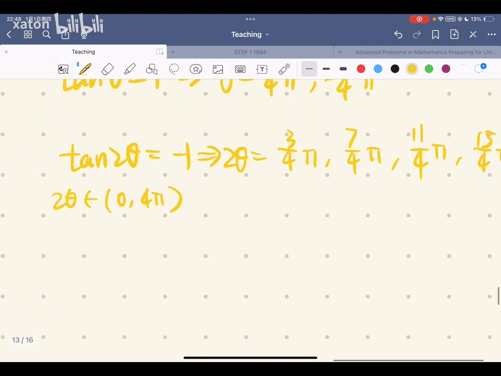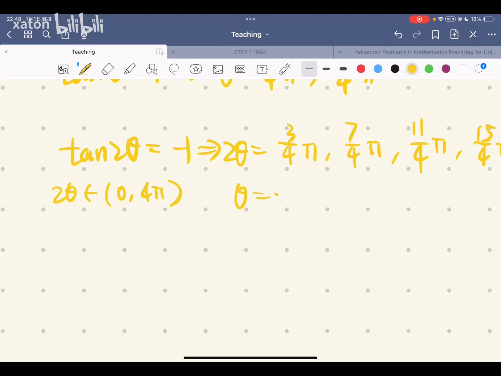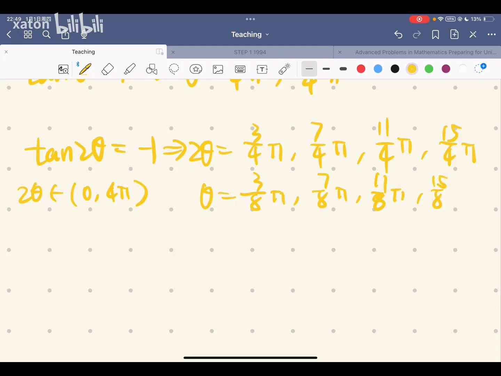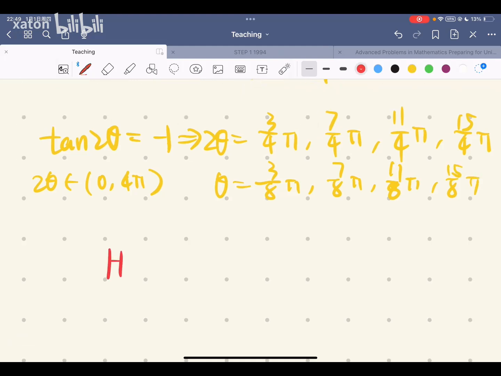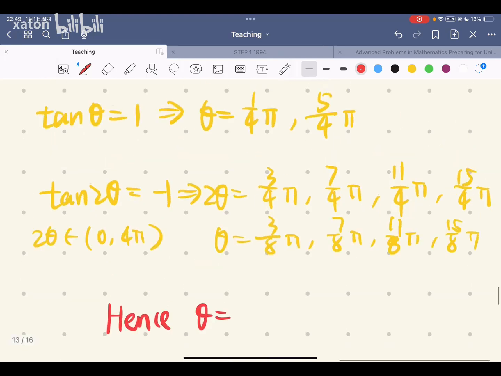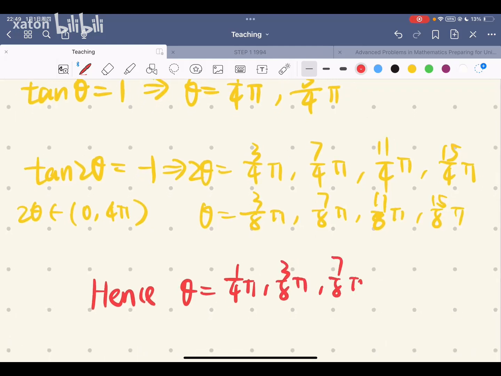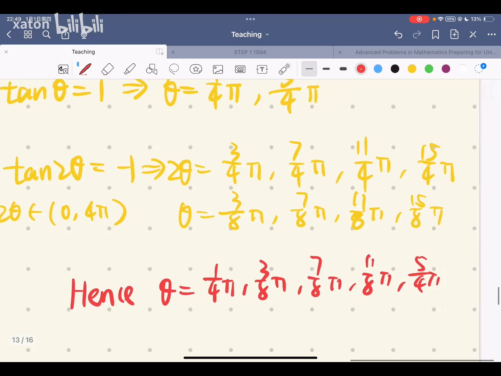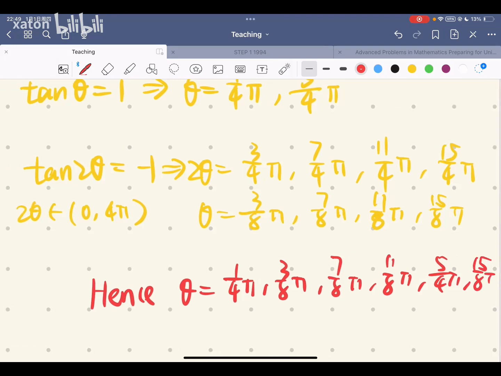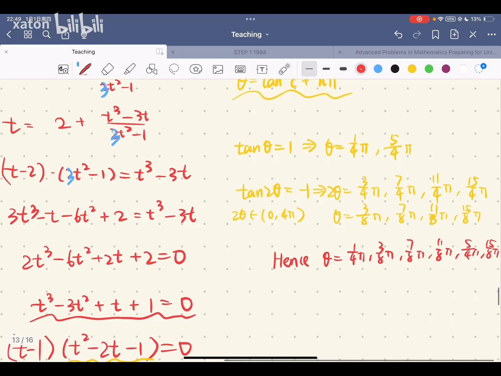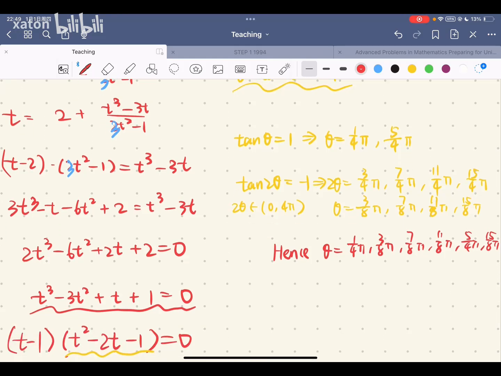So theta will equal pi over 8, 3 over 8 pi, 5 over 8 pi, 7 over 8 pi. Yeah, that's the end for problem 1. That's the end for question 1.